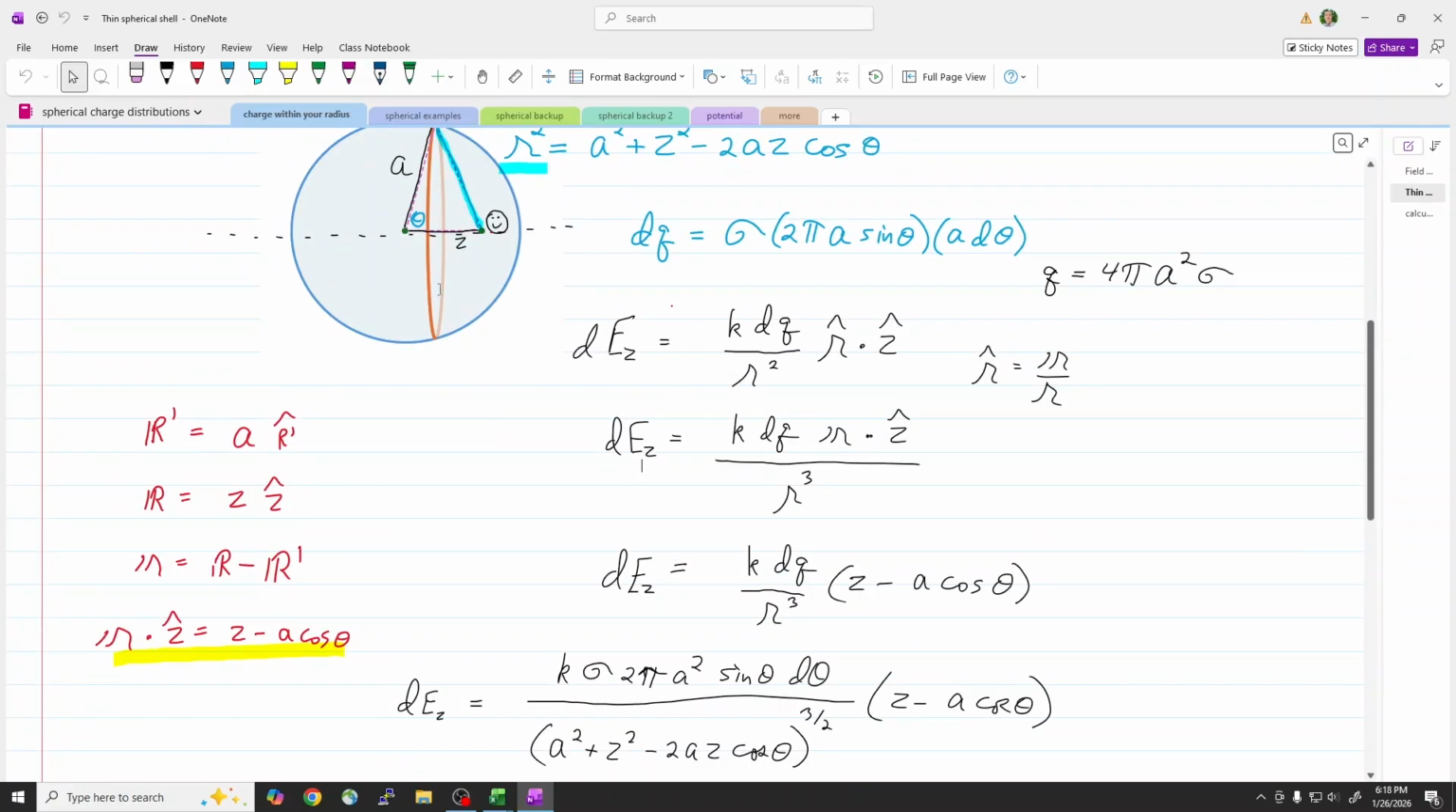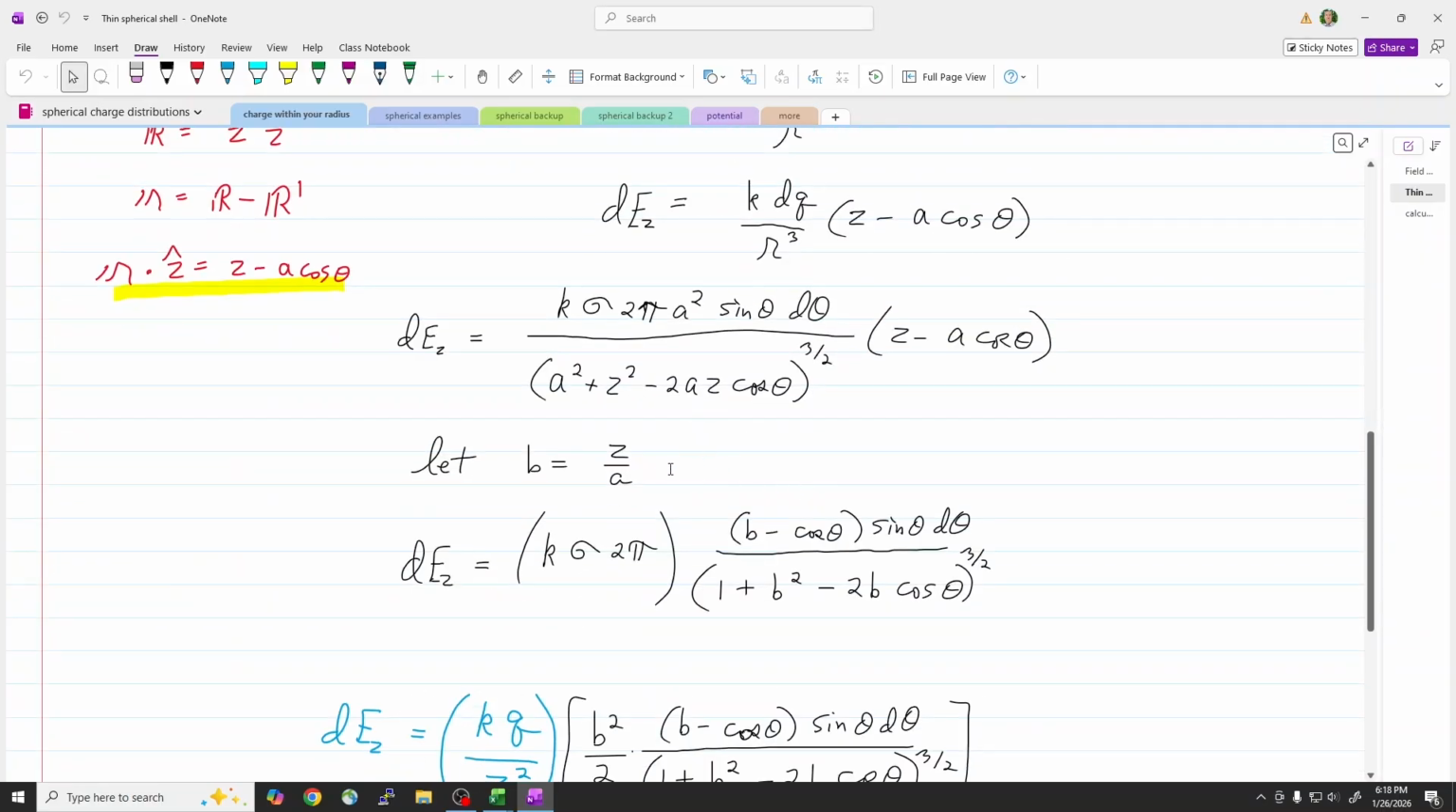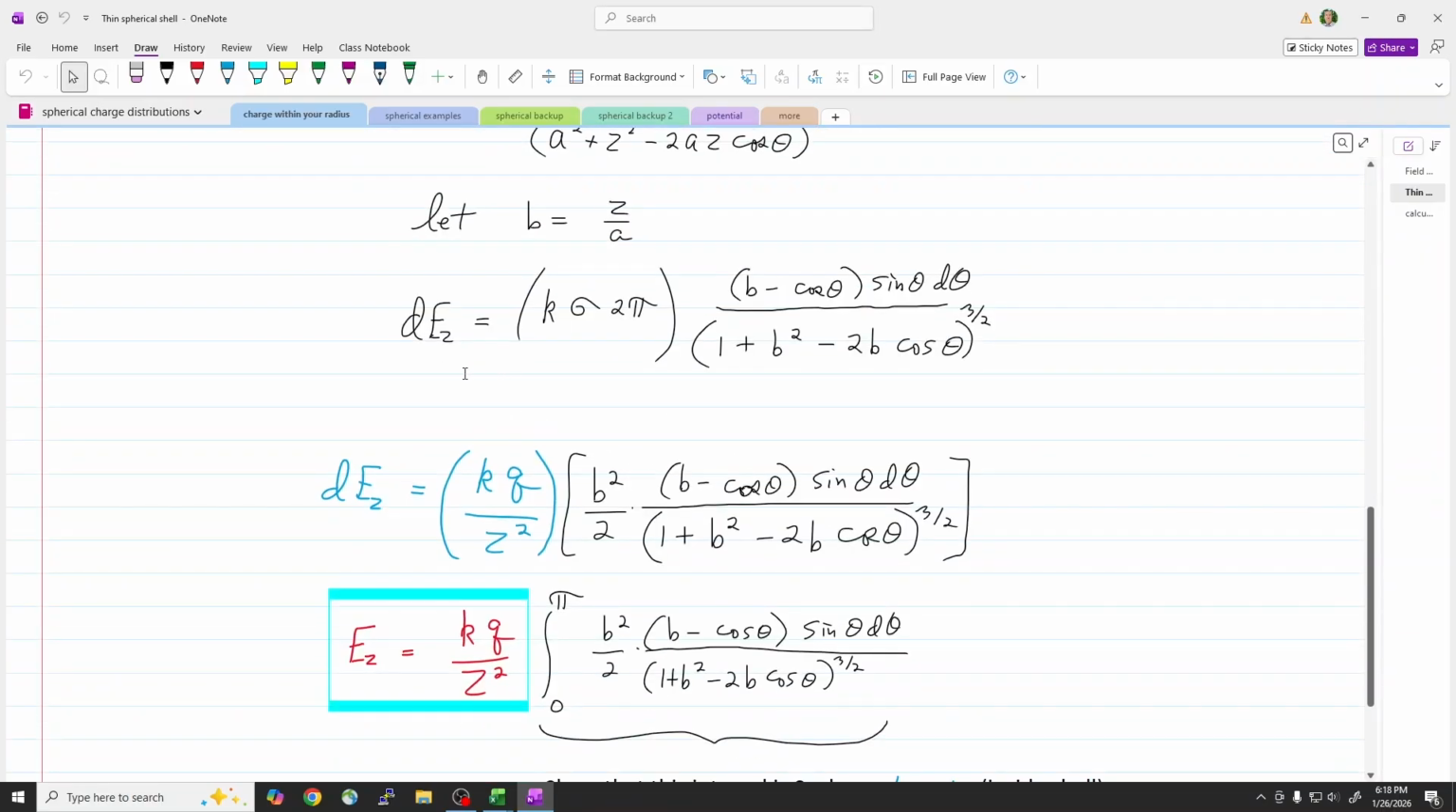So you'll see that if b is less than 1, I am inside the hollow shell, and if b is greater than 1, I am outside the hollow shell. If you do the algebra here, you end up with this step here, and a little more algebra.